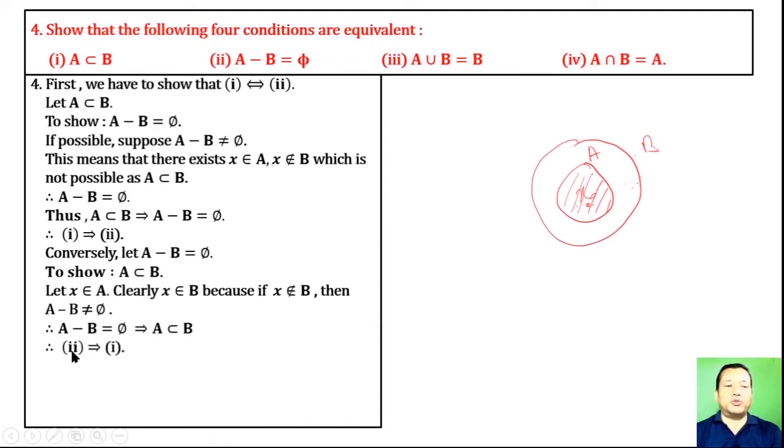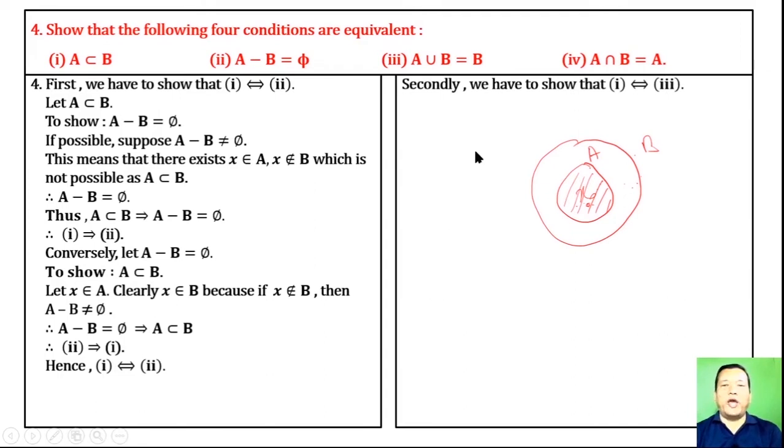Roman number 2 implies Roman number 1, Roman number 1 implies Roman number 2. Hence Roman number 1 if and only if Roman number 2.